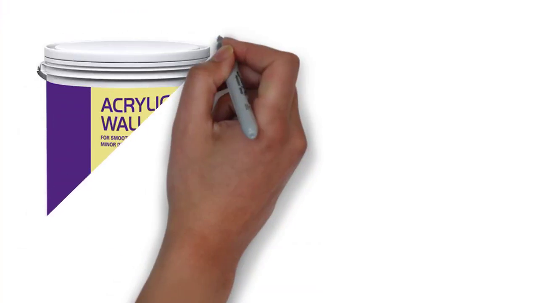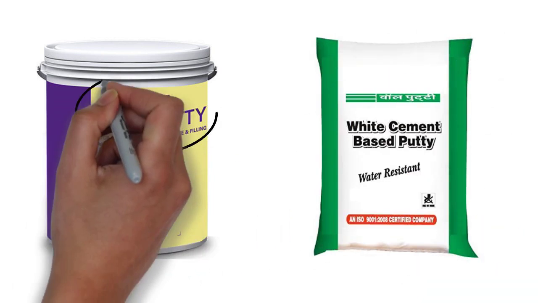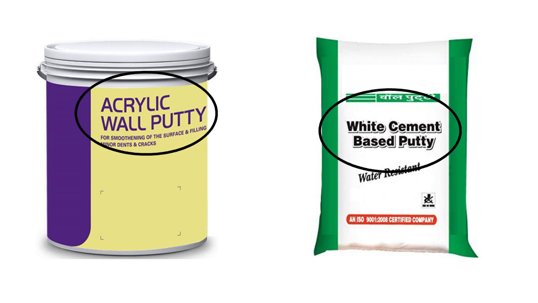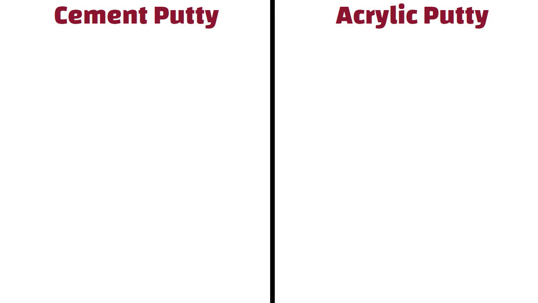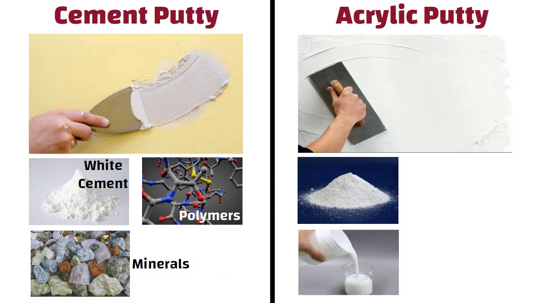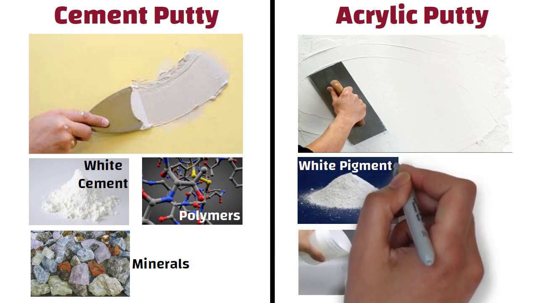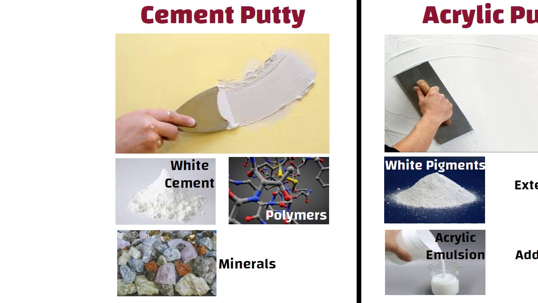There are basically two types of putty available in the market, that is acrylic putty and cement based putty. Let us understand the difference between these two. Concept: cement putty is made up of white cement, polymers and minerals. On the other hand, acrylic putty is an ideal combination of white pigments, extenders, acrylic emulsion medium and additives.